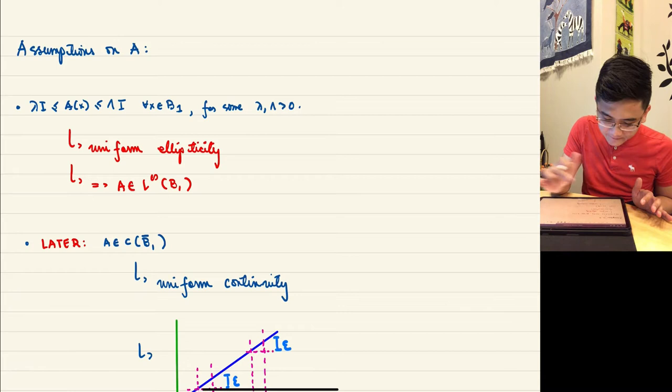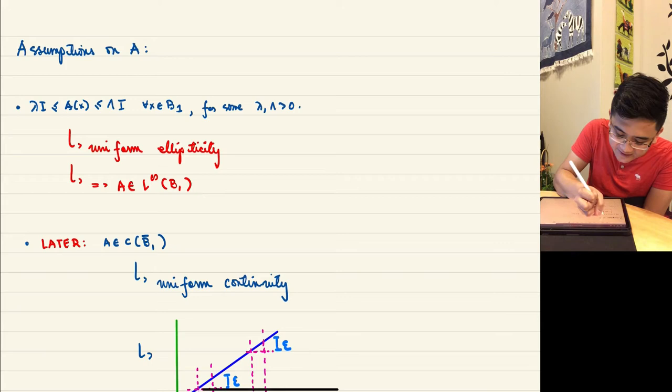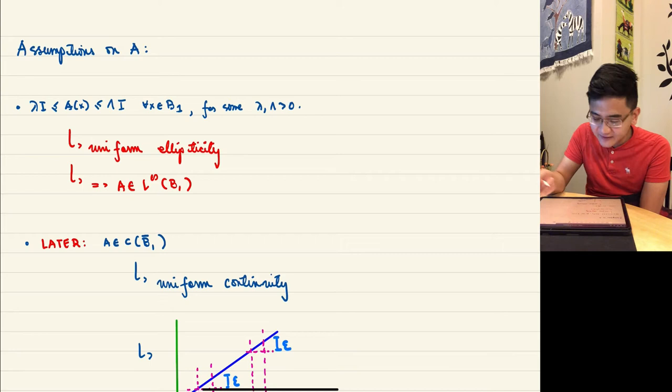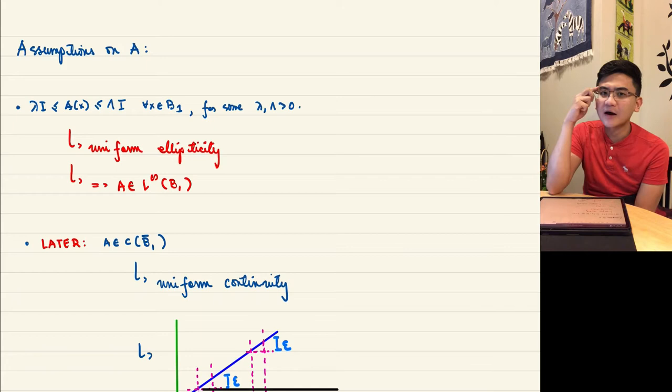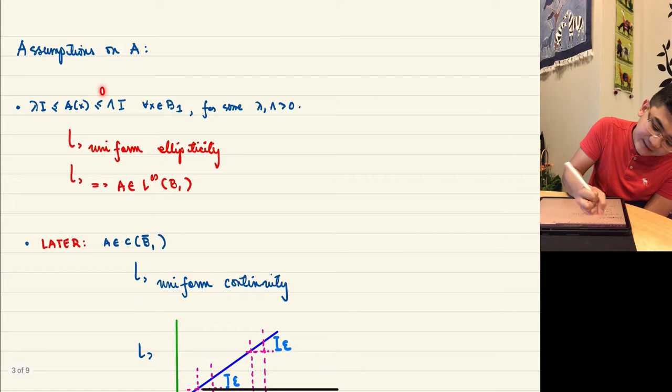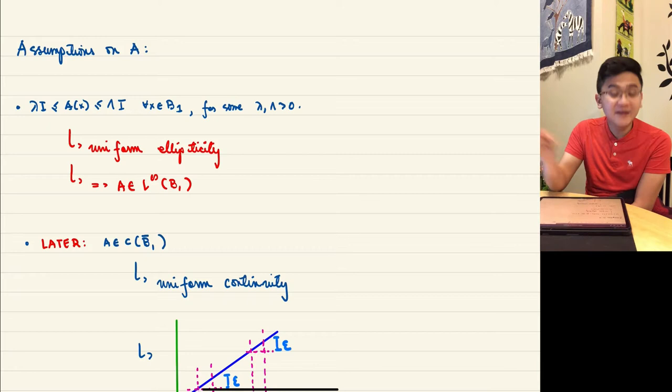We have some assumptions on A, and these are fairly standard. We assume that A is uniformly elliptic, and what that means is A satisfies this matrix inequality, and we talked about what this means last time. Here, small lambda and big lambda are positive, and because of this assumption, this actually implies that A is in L infinity. I just want to rectify something that I said last time. I said that this side of the inequality gives us that A is in L infinity, but I think this side also contributes to it. But anyway, A is in L infinity and A is uniformly elliptic.